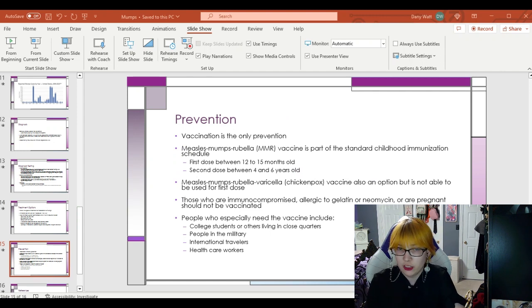For prevention, there is the vaccine. The measles, mumps, rubella, or MMR vaccine is part of the standard childhood immunization schedule. So it's 2 doses. You get your first one between 12 and 15 months old, so when you're about a year old. And then you get your second one anywhere between 4 and 6 years old.